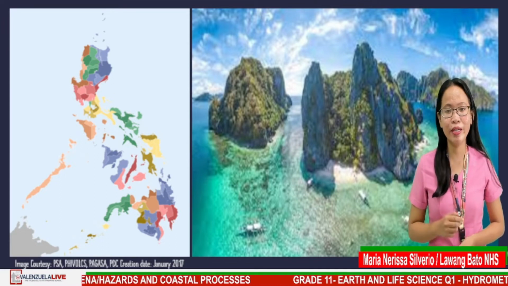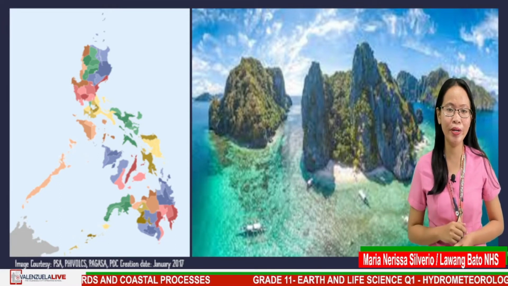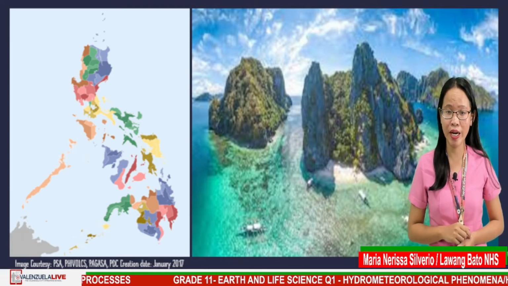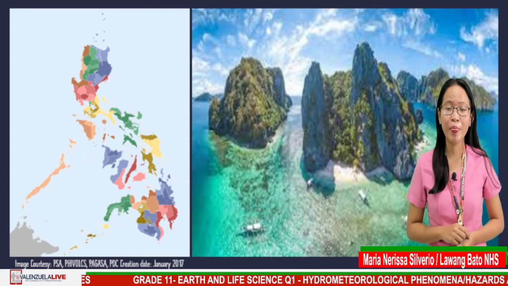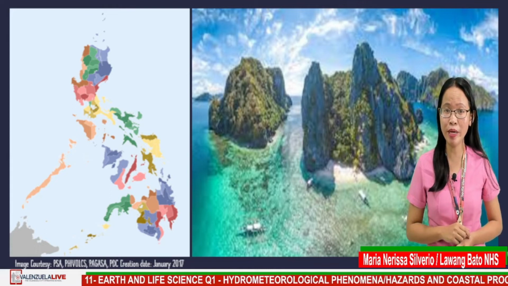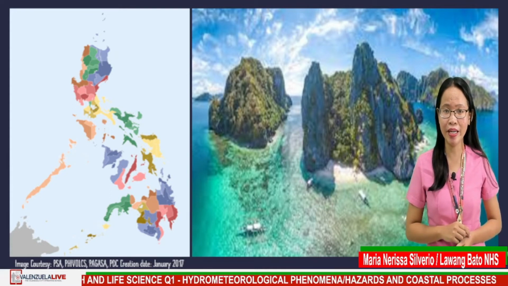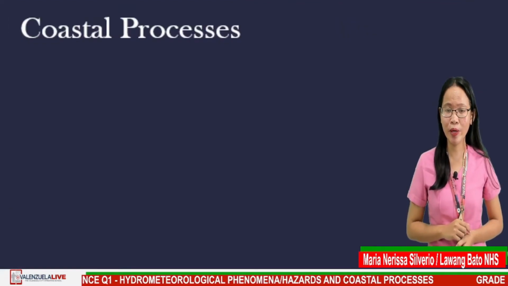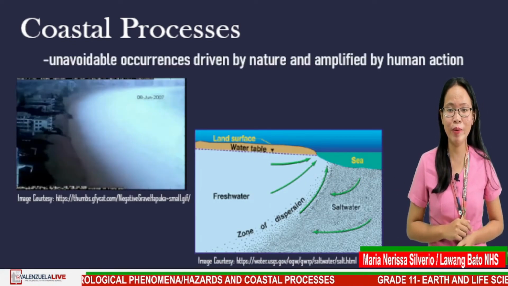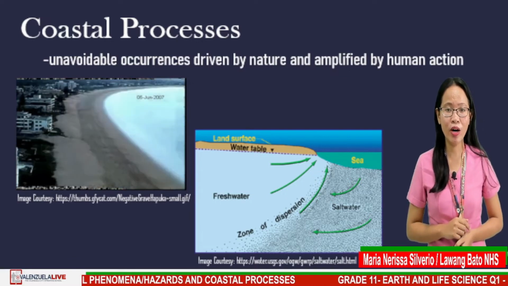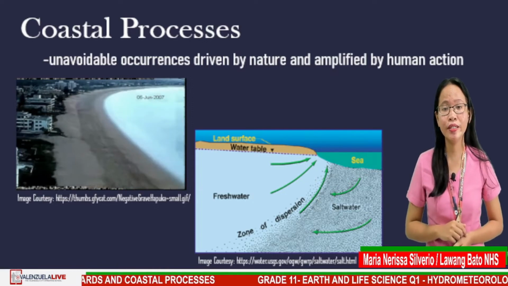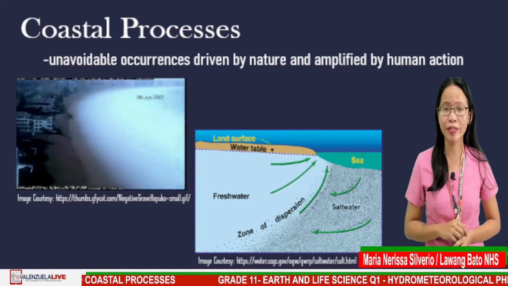It is important that we should not only be aware of the hydrometeorological hazards, but we should also understand coastal processes. This is important to moderate the effects of destructive human activities and to make intelligent decisions. Coastal processes are occurrences driven by nature and amplified by human action. They may cause damage to the shoreline through coastal erosion, submersion, and saltwater intrusion.